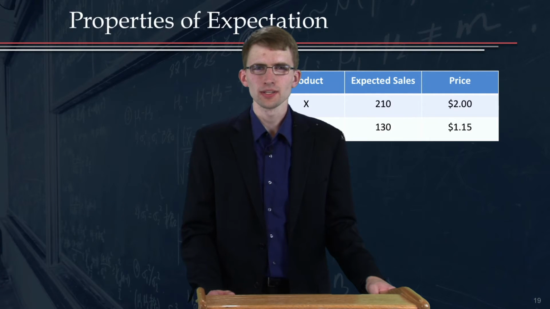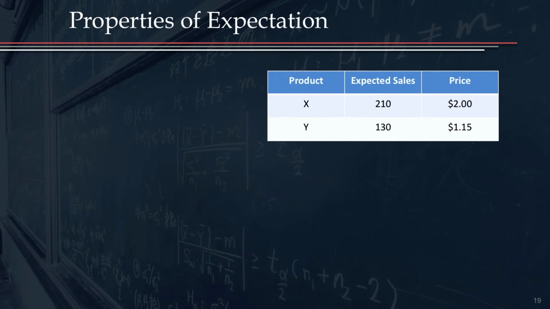So here's the example. Suppose that you're selling two products, product X and product Y, and product X has expected sales of 210 and Y 130. And the price for each of these products is $2 and $1.15. So you can think about X as being bagels maybe and Y as donuts. And we'd like to calculate your total expected daily revenue for selling both products together.